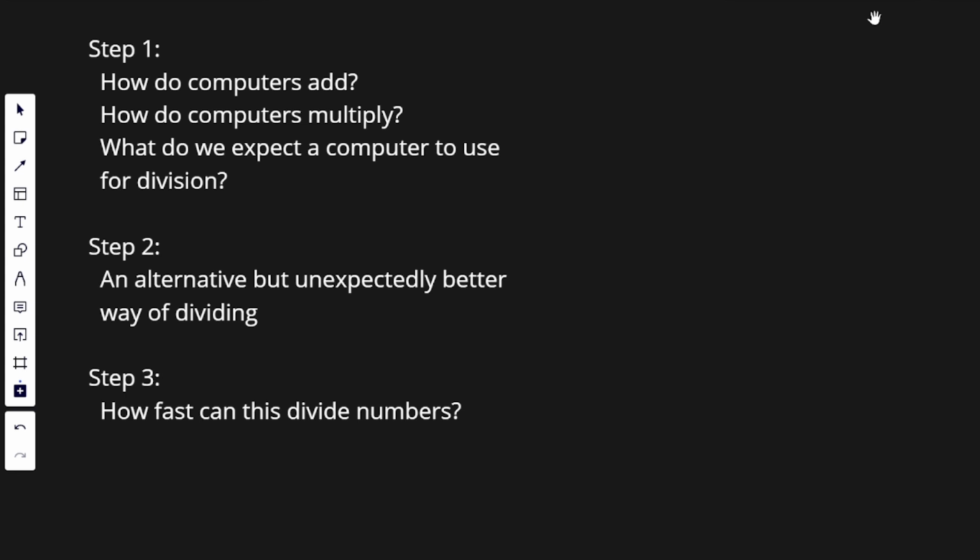not work, and we're going to understand why it doesn't work. We're then going to introduce an alternative way of dividing, which is what the computers use, and then we're going to work out how fast this method actually divides numbers.